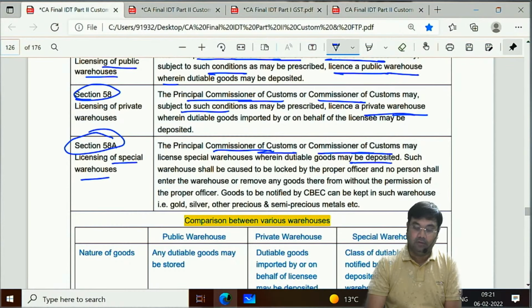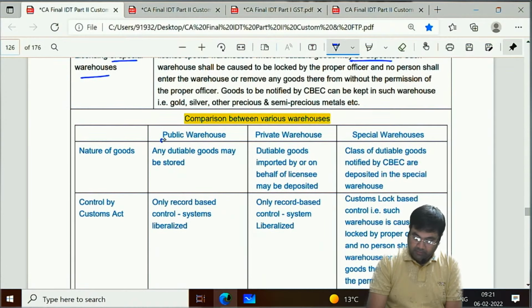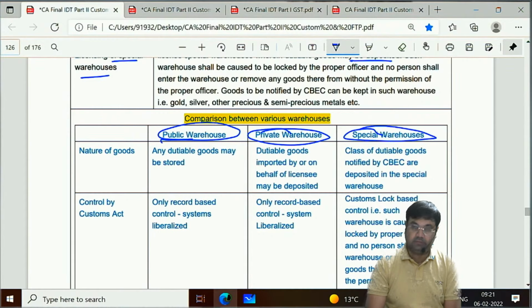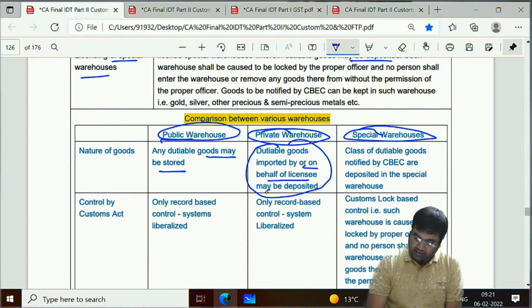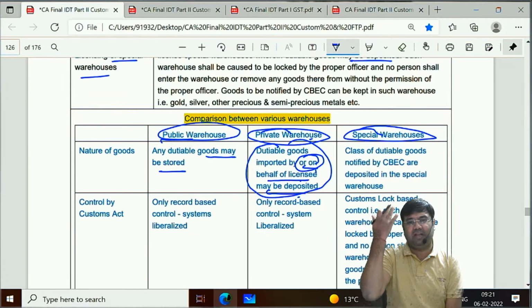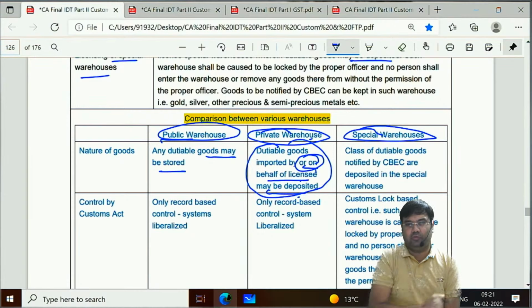Okay, now what is the difference between these three warehouses? Let's understand. So public warehouse, private warehouse, special warehouse. Nature of goods: any dutiable goods may be stored. Dutiable goods imported by or on behalf of the licensee may be deposited. So private warehouse basically, imported by or on behalf of the licensee. So a big time importer like Reliance is not going to go to a public warehouse. So he can apply for a license, and let's say he ensures that only his goods are deposited there.